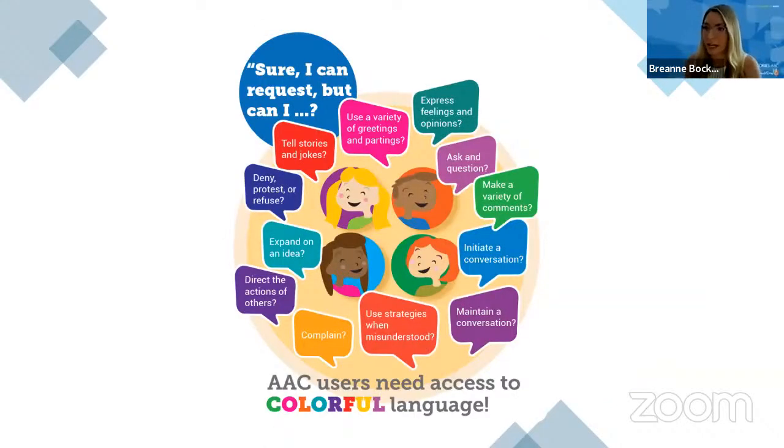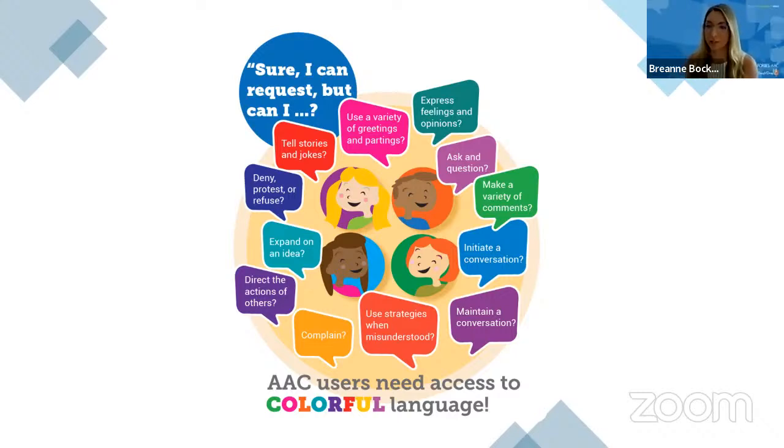So all that to say that our AAC users need access to colorful language. So instead of focusing on I want the ball, I want music, we can expand that to be able to describe the ball, say we don't like the ball, ask a question about it, direct what we want it to do. Requesting is just a jumping off point for other teaching and modeling that we can do.